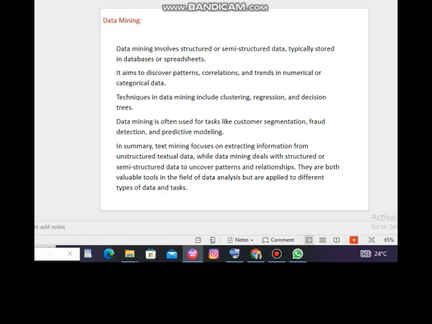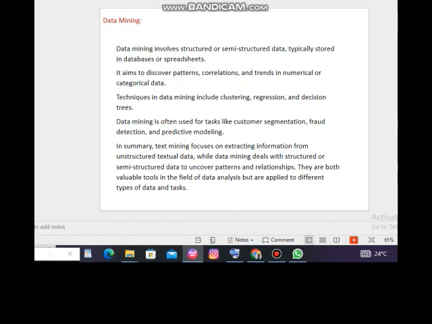Data mining. Data mining involves structured or semi-structured data, typically stored in databases or spreadsheets. It aims to discover patterns, correlations, and trends in numerical or categorical data. Techniques in data mining include clustering, regression, and decision trees. Data mining is often used for tasks like customer segmentation, fraud detection, and predictive modeling.